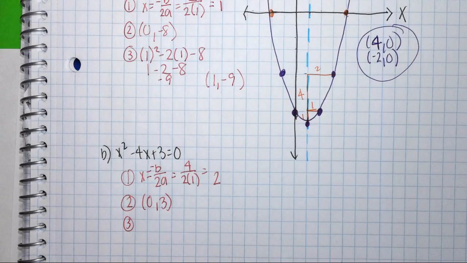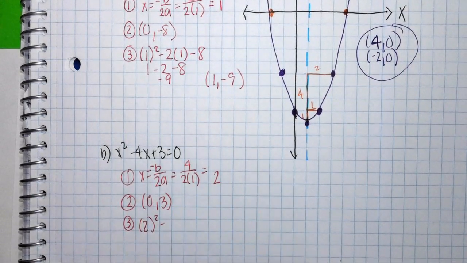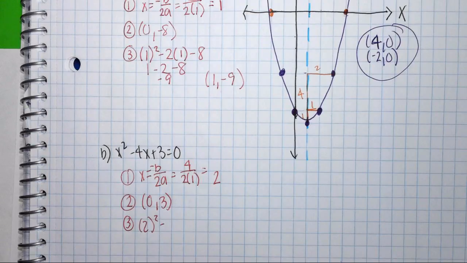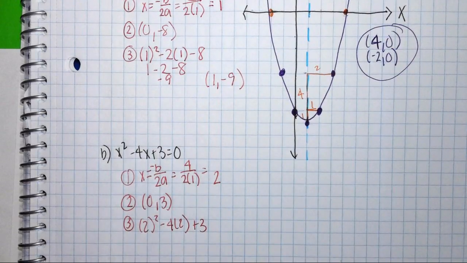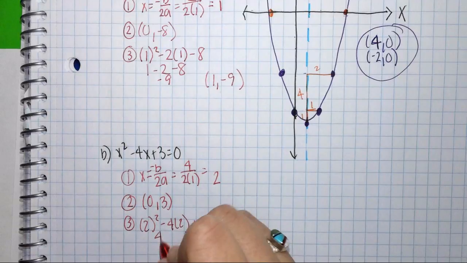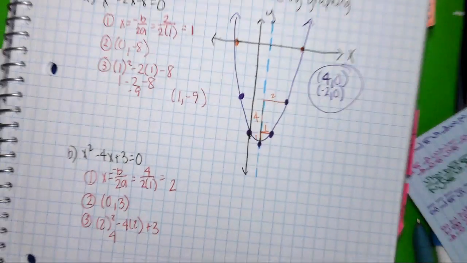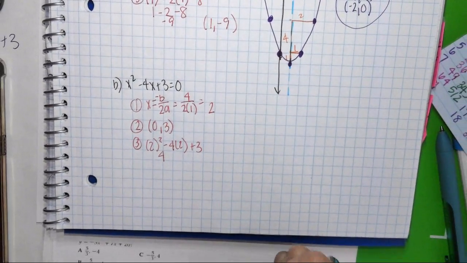Tell me what I did. Oh, you just put it in. Plug what in? You just put it in. For what? 2 squared. 2 squared minus 4 times 2 plus 3. Look at you go. It's like you've been paying attention. What is 2 squared? 4. What is negative 4 times 2? Negative 8.